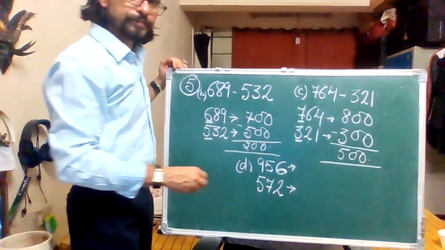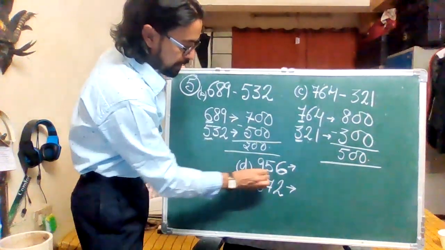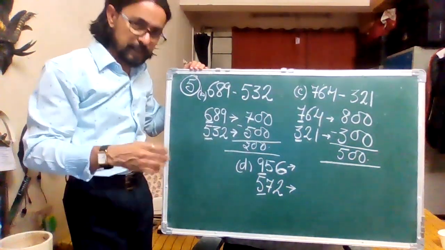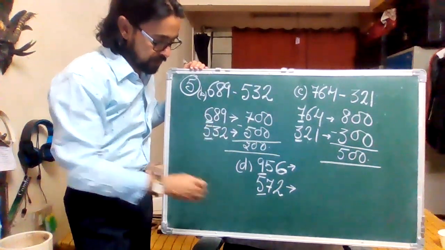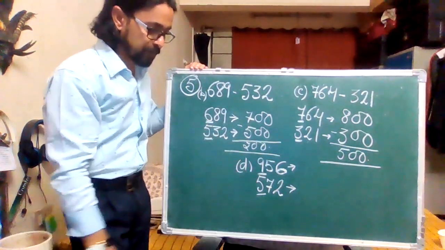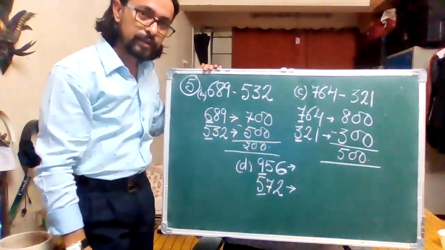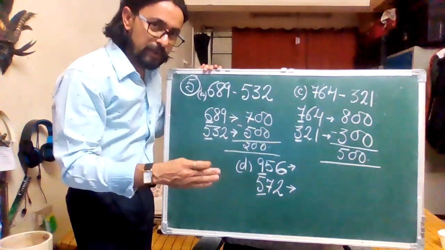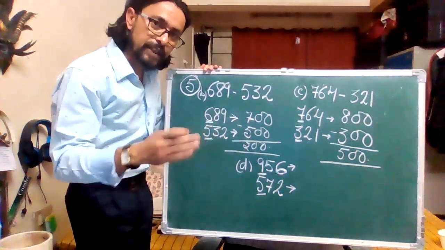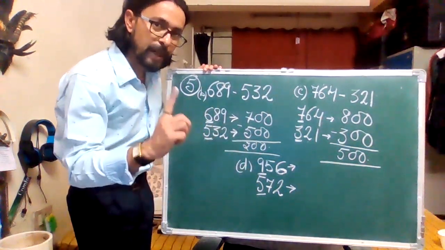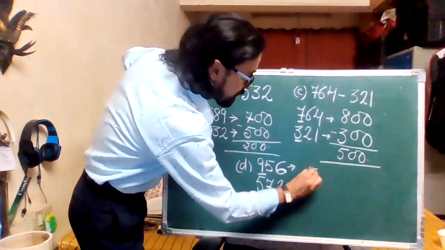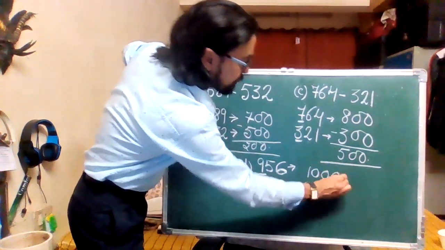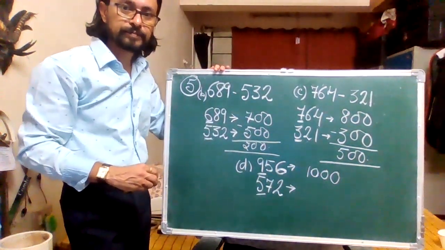Come to the last sum. Again, underline the place value that I'm rounding off, that is the nearest hundreds. So I underline 9, I underline 5. Now I look at the number at the side of that particular digit. At the side of 9 is 5. 5 is in the second category, that is 5, 6, 7, 8, 9. So this 9 will increase by 1. It will become 10. And 5 will become 0. 6 will become 0. So my answer is 1000.